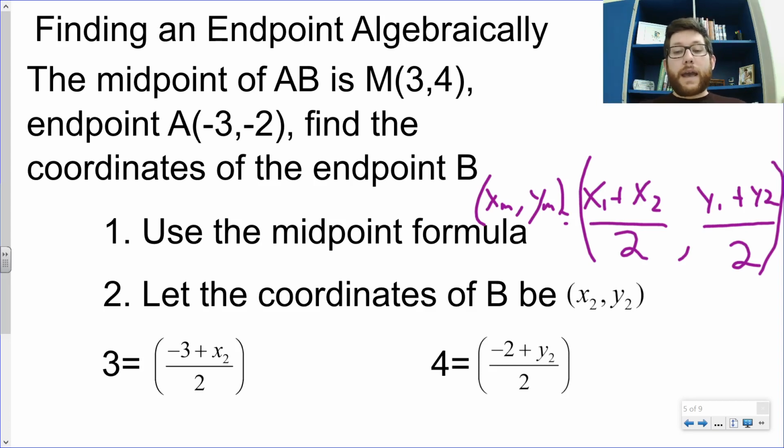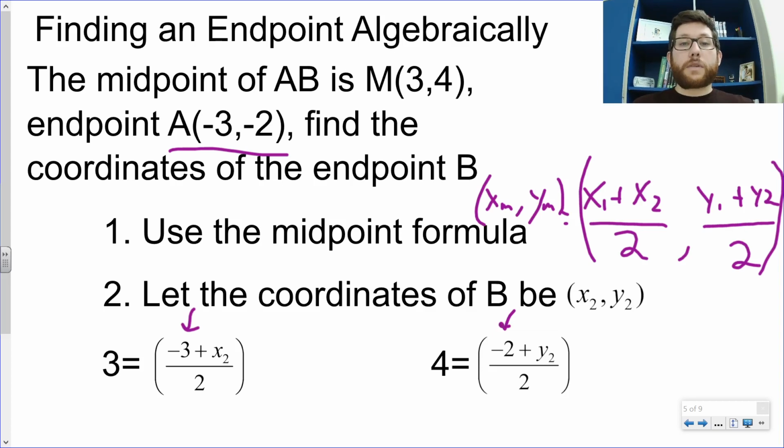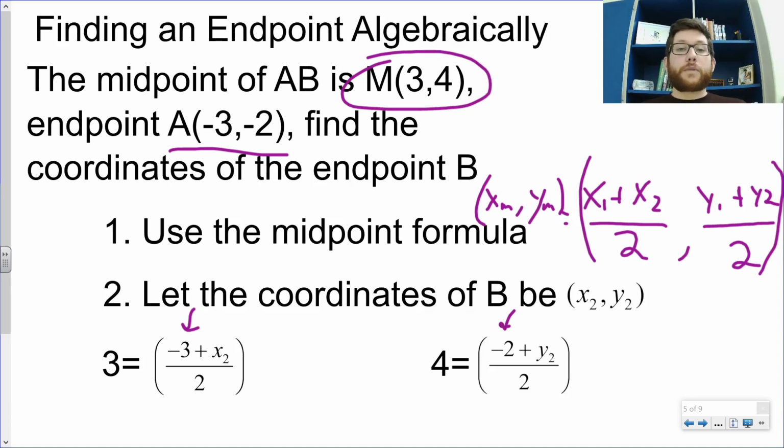Now, I don't have two endpoints, I only have one endpoint. Notice here at -3, -2. So we still plug the -3 and the -2 into my formula for midpoint. But notice what I do with my midpoint. I don't plug it into where the endpoints go. Remember, normally I plug 2 endpoints in and it spits out a midpoint. In this case, I'm going to plug in 1 endpoint and I'm going to plug the midpoint where the midpoint goes.